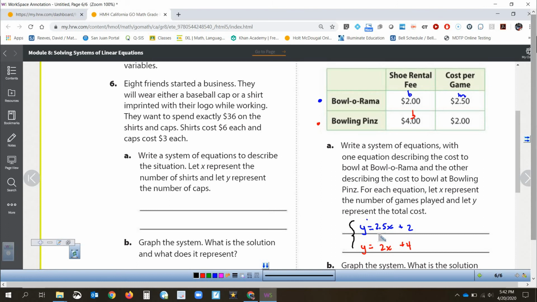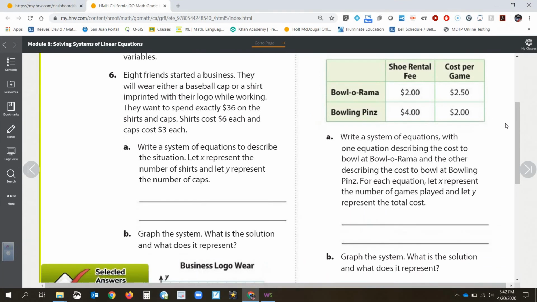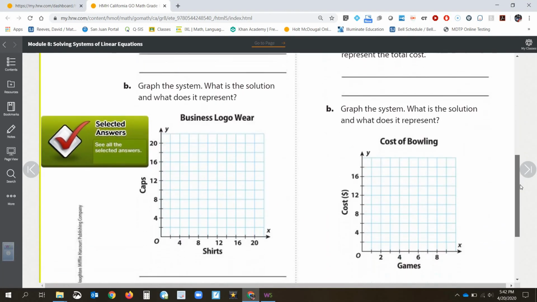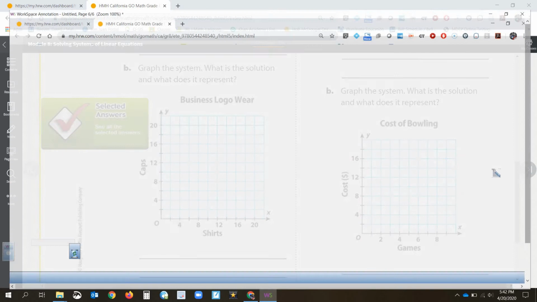There's my two equations, both in slope-intercept form. And what is my goal? All right, my goal is to find the solution to this system, to find the x and the y that makes both equations true. Got it? I want to make both equations true. All right, so 2.5x plus 2 and 2x plus 4. So let's go ahead and go to the graph.